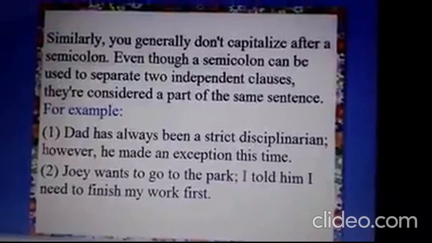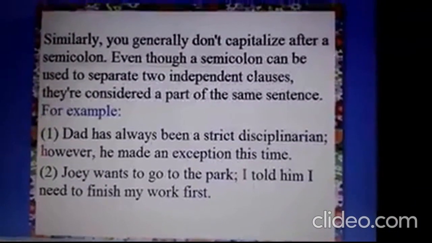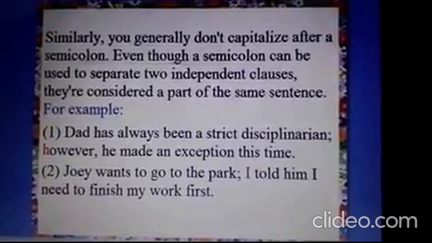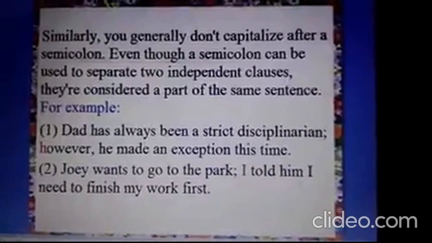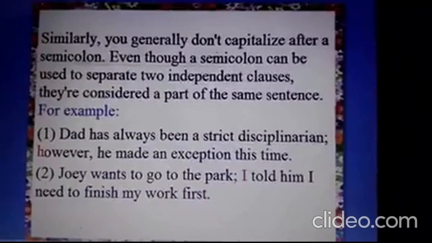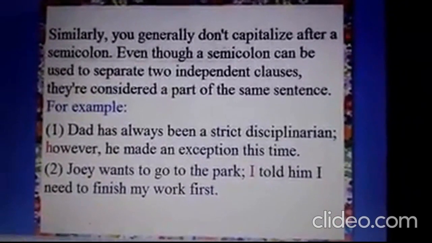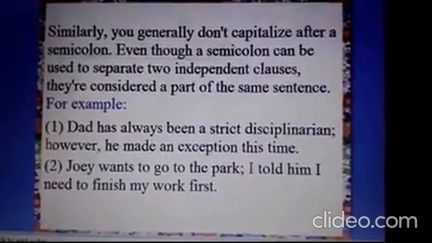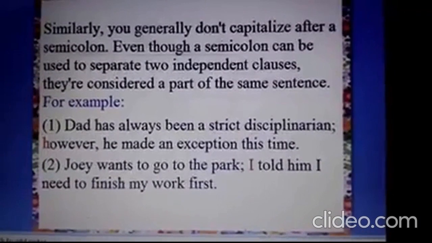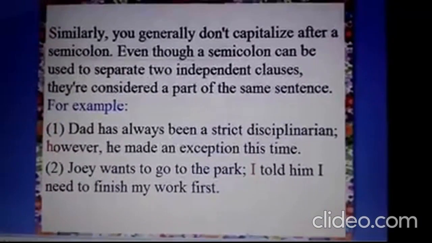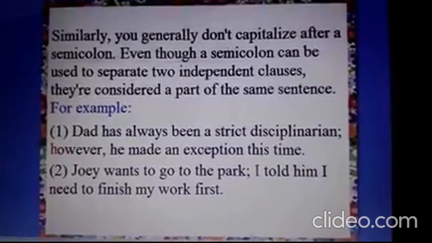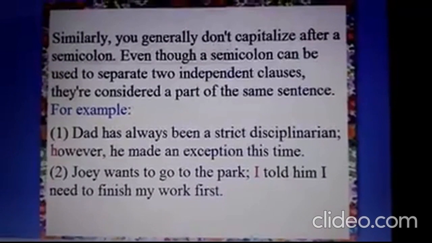Similarly, we generally don't capitalize after a semicolon. Even though a semicolon can be used to separate two independent clauses, they are considered a part of the same sentence. That means two clauses in the same sentence. So the second clause won't start with a capital letter. Look, for example, in the first example, Dad has always been a strict disciplinarian; however, he made an exception this time. So the second clause, "however, he made an exception this time," didn't start with a capital letter.